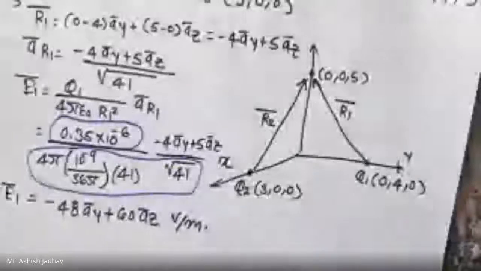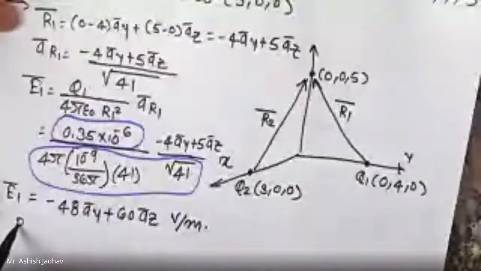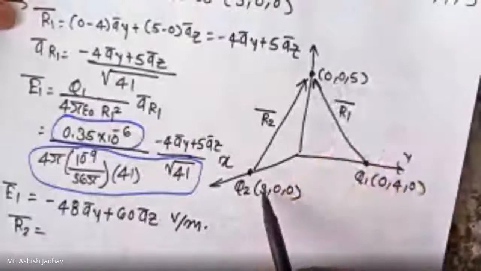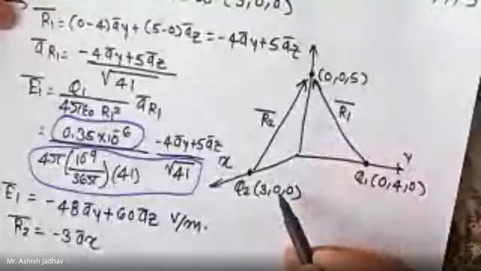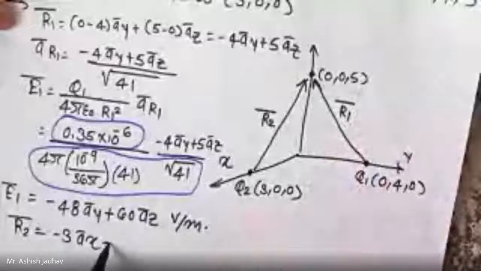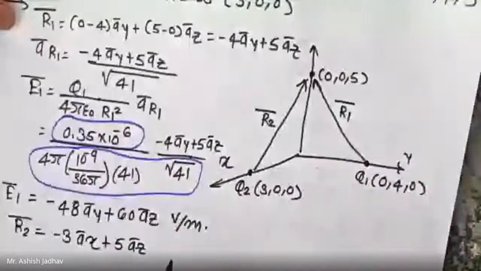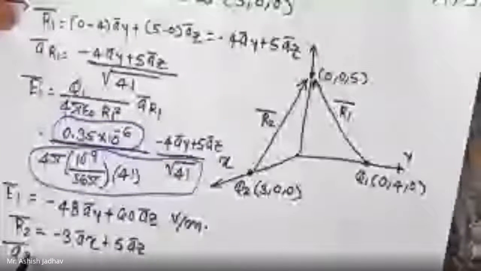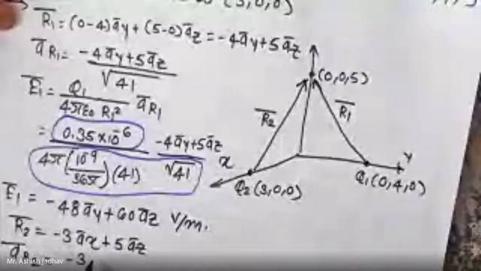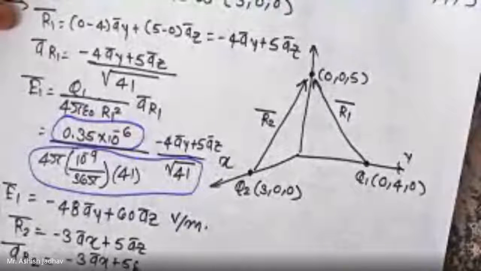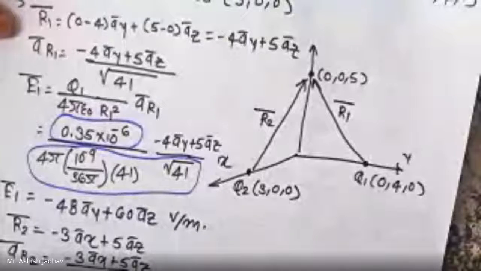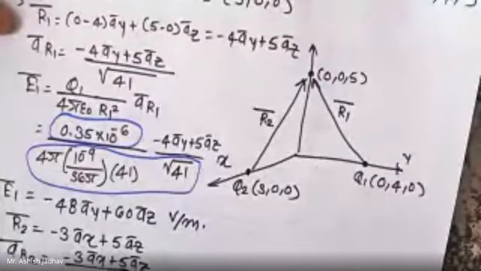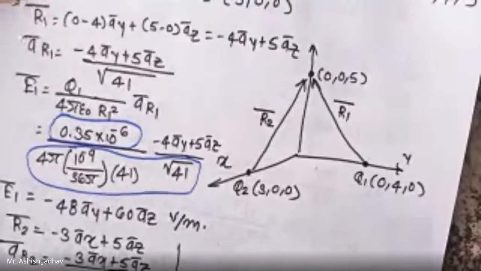Proceed further to calculate R2. R2 bar is equal to, now this is 0 minus 3, so minus 3 a bar x, then 0 minus 0, 0, then 5 minus 0, that means plus 5 a bar z. So this is the vector. Now unit vector a bar R2 is equal to minus 3 a bar x plus 5 a bar z, divided by under root 34, because under root 3 square plus 5 square. So this is the unit vector.